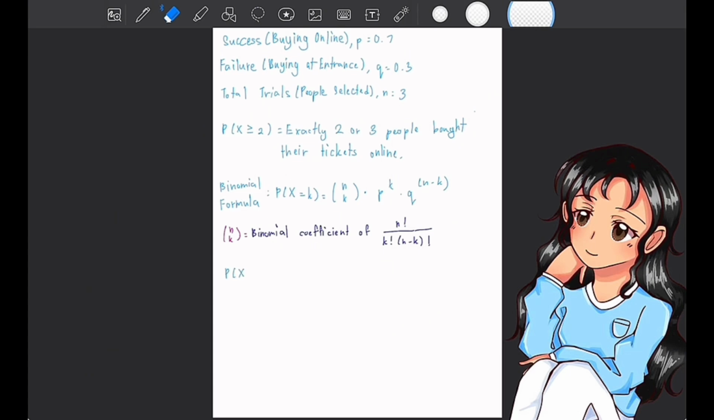First, let us find P(X = 2). You just replace k with 2, and after calculating everything, you should get your answer as 0.441. Meanwhile, for P(X = 3), you replace k with 3, and you should get the answer 0.343. Adding them together, P(X ≥ 2) is 0.441 plus 0.343, which gives 0.784.